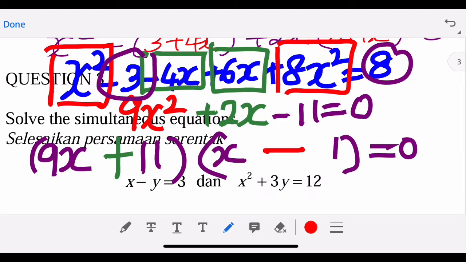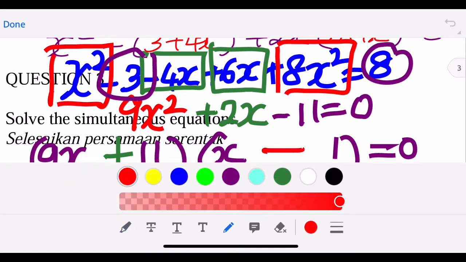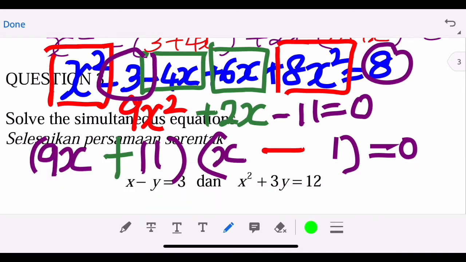I hope you understand what I am talking about. So we always double check the last two. Positive 11 times negative 1, you must get negative 11. Alright, always double check.